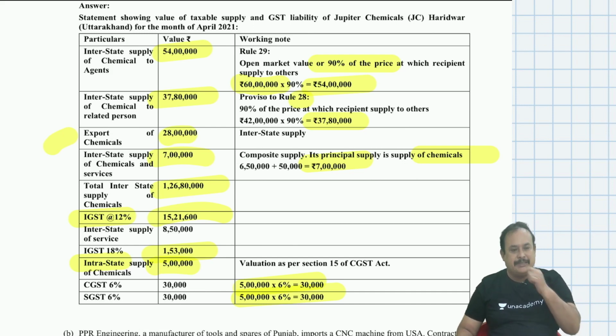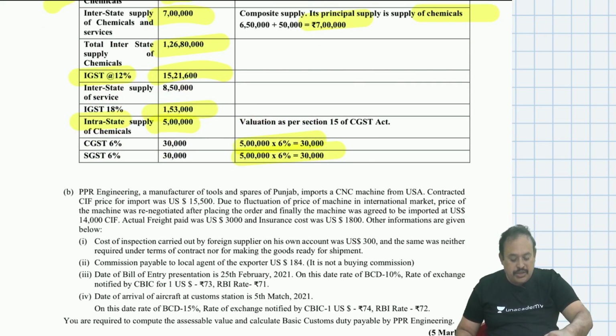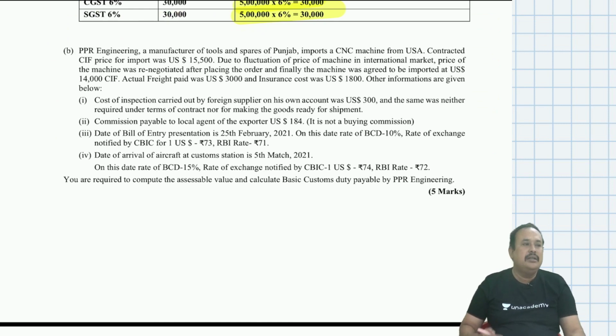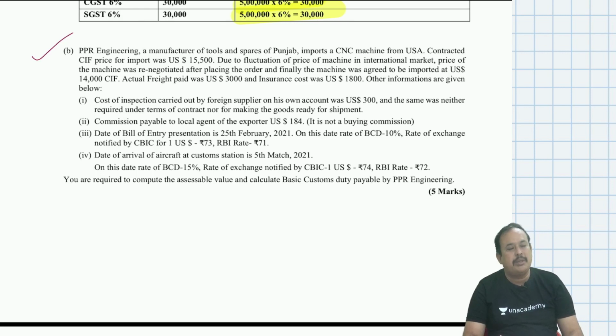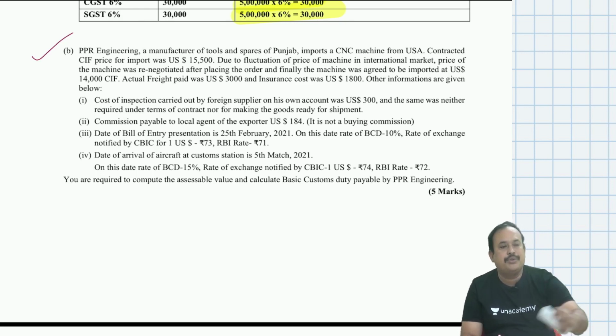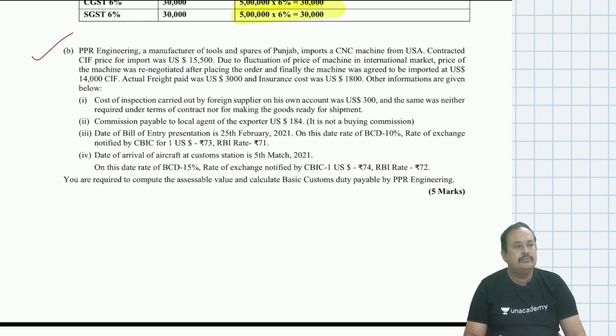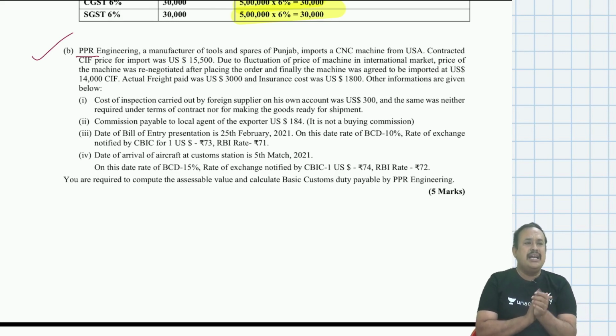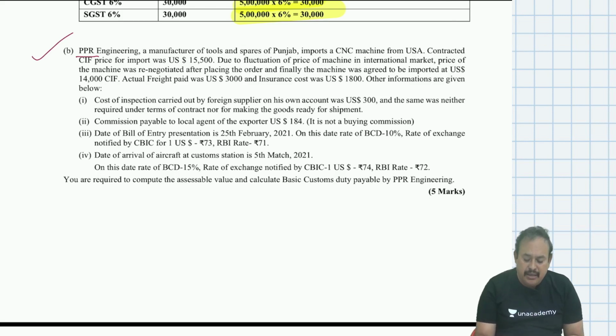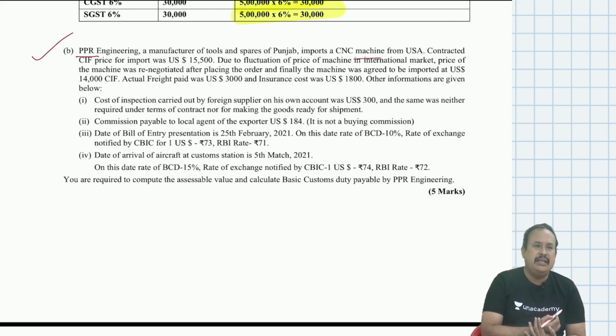Further referring, my dear friends, question number 2, sub point B, referring here as follows. PPR Engineering, a manufacturer of tools and spares of Punjab, imports a CNC machine from USA.